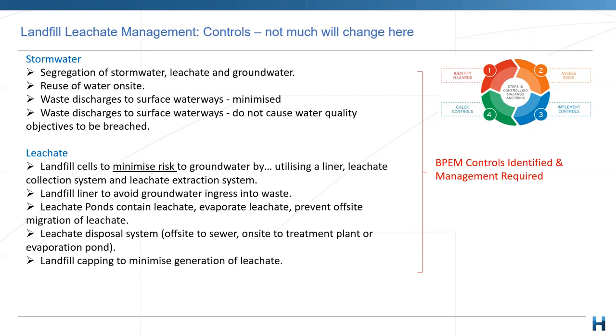With respect to leachate ponds, we want to be able to contain the leachate. We want to try and evaporate it, and we certainly want to prevent off-site migration. With respect to leachate disposal systems, we're really talking about options such as off-site disposal, on-site treatment plants, or evaporation ponds. Finally, we talk about landfill capping and minimising the quantity of leachate generated by infiltration through caps. All of those goals are still relevant.